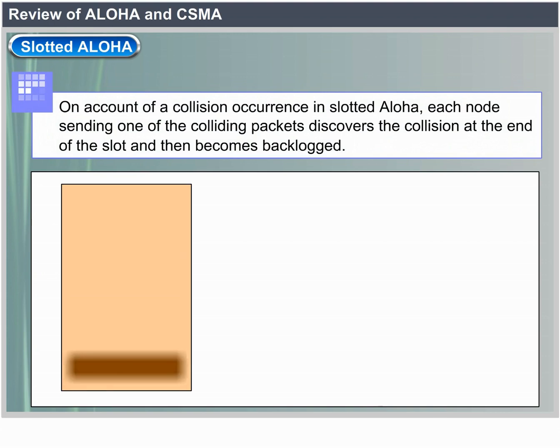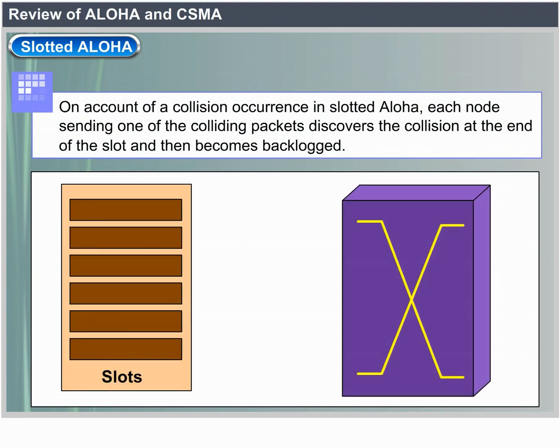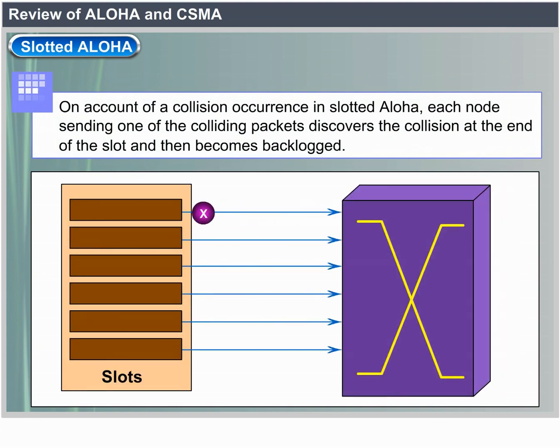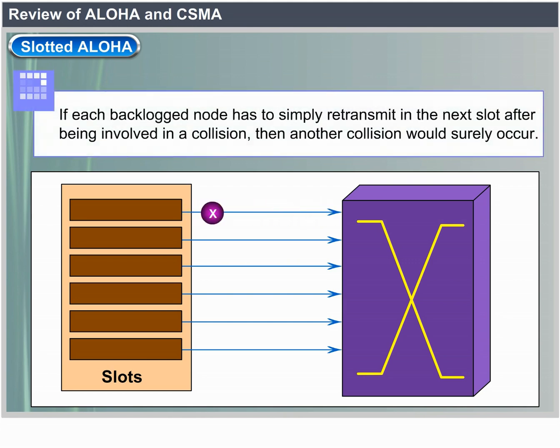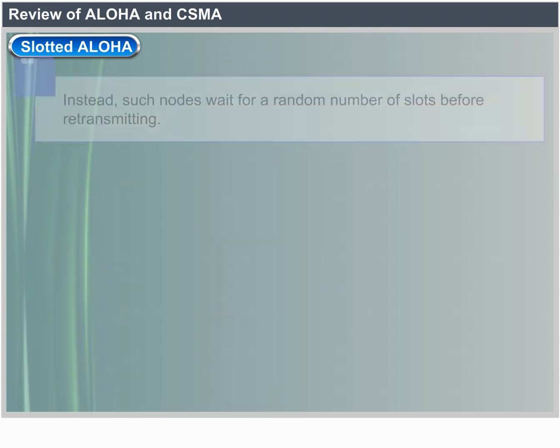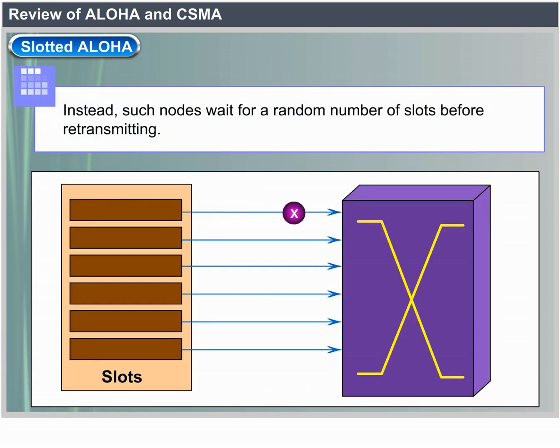When a collision occurs in slotted Aloha, each node sending one of the collision packets discovers the collision at the end of the slot and becomes backlogged. If each backlogged node were simply to retransmit in the next slot after being involved in a collision, then another collision would surely occur. Instead, such nodes wait for a random number of slots before retransmitting.